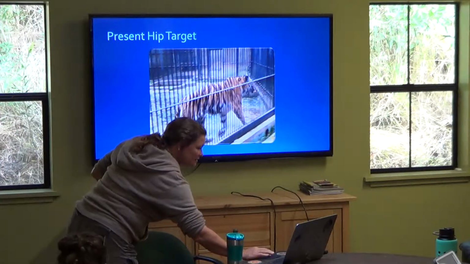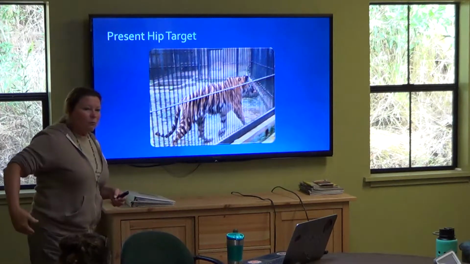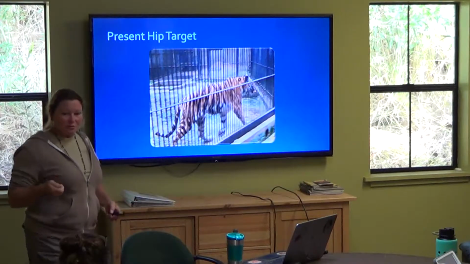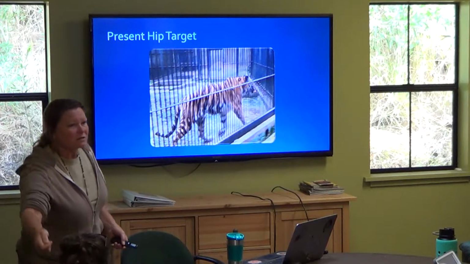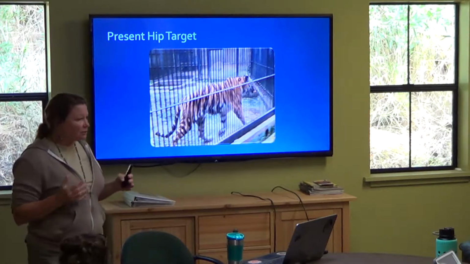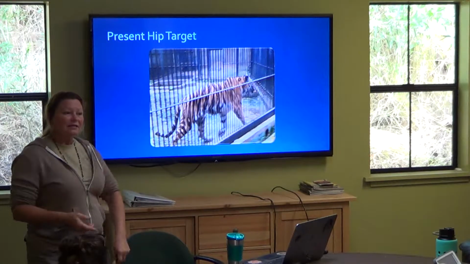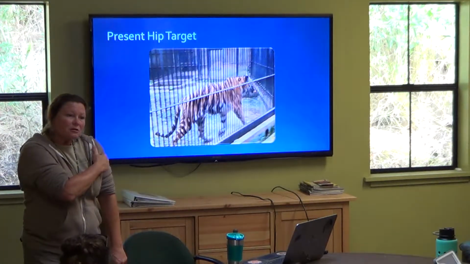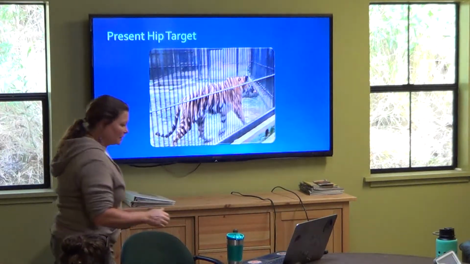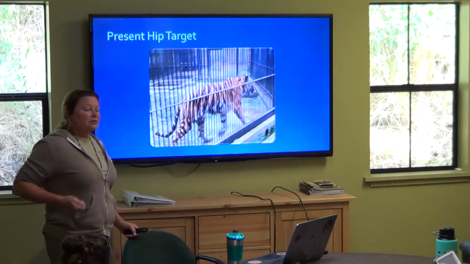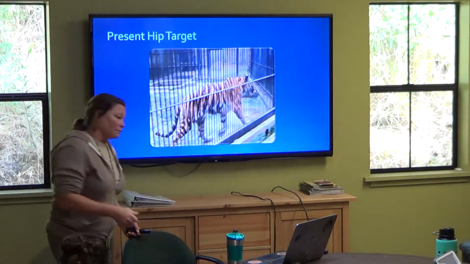Okay, so the first thing is teaching that animal that when the hip target touches, good things happen. So all you're going to do is reach in, touch the animal. Okay, you're not teaching them to move. Hopefully you're not teaching them to not move. But the idea is you're pairing the touch with the positive reinforcement. Okay, so this is the very first step. Some animals you may have to desensitize to the point where you can actually get that target in with them.